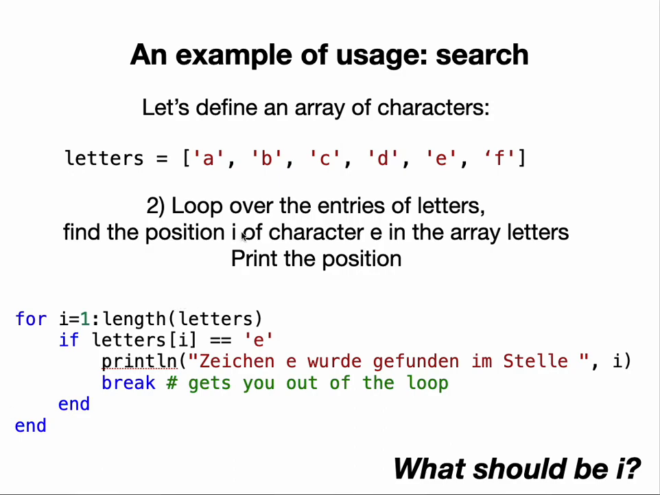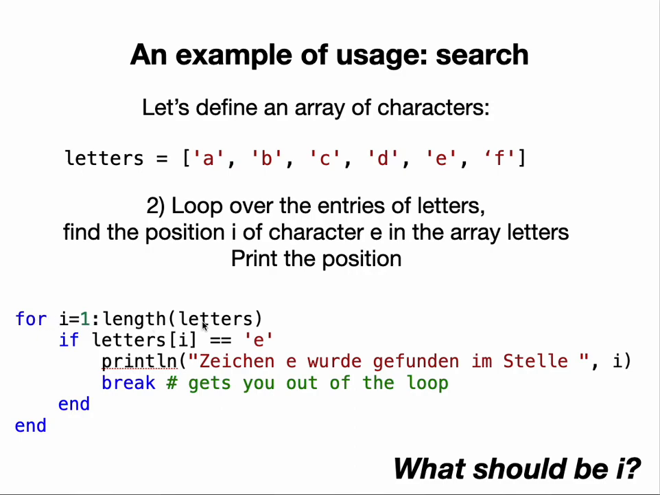And now we will do something in addition. We will loop over the entries of the letters and find the position I of character E. So we are looking for E inside this vector of characters. And then we will print the position. So here's an example of a combination of a for loop and an if statement.